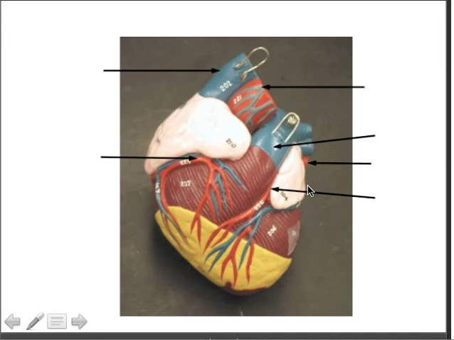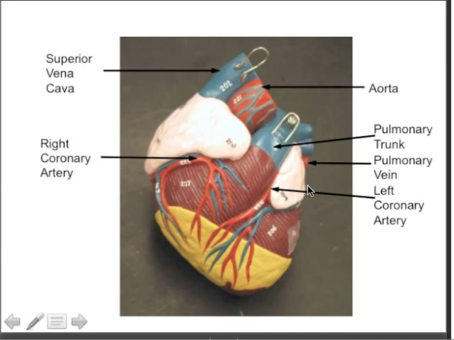The heart from the brown torso model. Name the following vessels. So they're as follows. Superior vena cava, you can see here, aorta, pulmonary trunk, pulmonary vein, and then down here we have some circulation to the heart muscle itself. You can see the right and the left coronary artery. They branch off of the base of the aorta.